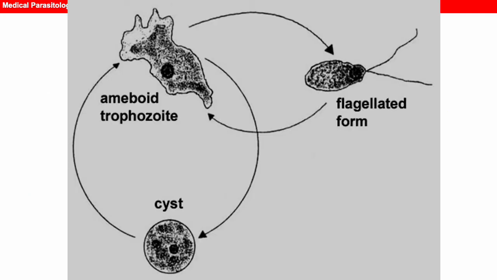So this is the usual life cycle of the Naegleria fowleri. So from the cyst, they can be transformed into an amoeboid trophozoite. Then that amoeboid trophozoite can develop into the flagellated form. That flagellated form can be converted back to amoeboid trophozoite. Now that amoeboid trophozoite can form into cysts. It's the amoeboid trophozoite that is infective to man.